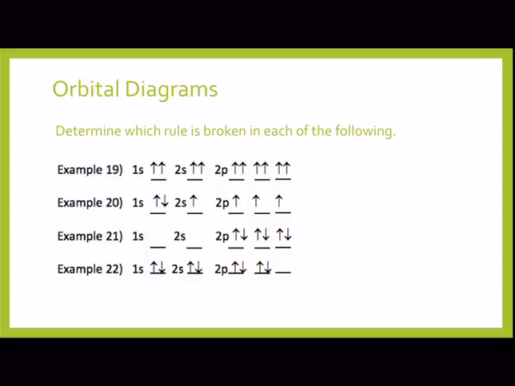So determine which rule is broken. So the first one, all of the electrons are going the same direction. They all have the same spin. So that would be the Pauli exclusion principle.